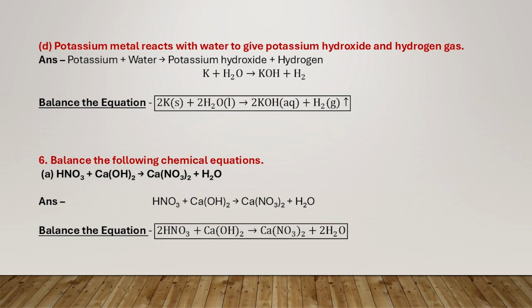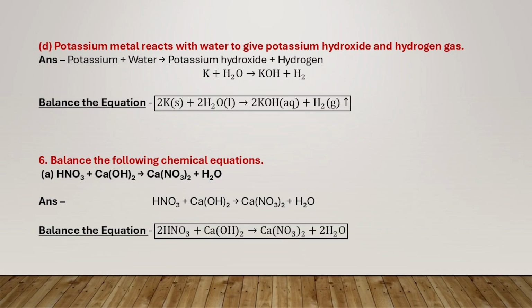D. Potassium metal reacts with water to give potassium hydroxide and hydrogen gas. Answer: potassium plus water gives potassium hydroxide plus hydrogen. K + H2O → KOH + H2. Balance the equation: 2K(s) + 2H2O(l) → 2KOH(aq) + H2(g).